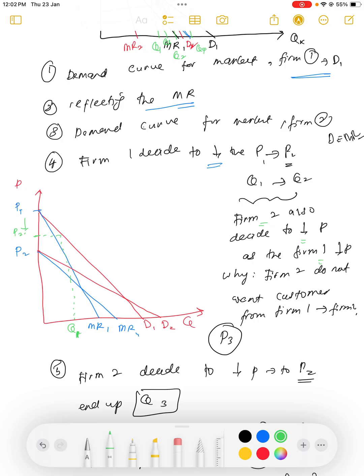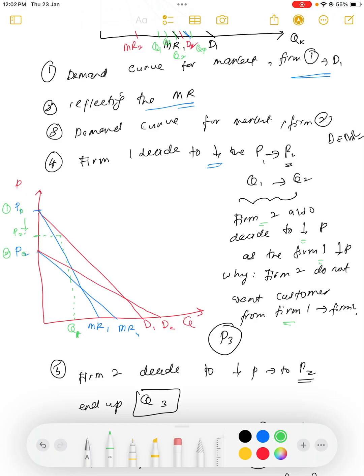Alright. So why does firm 2 not want to lose customers to firm 1? Okay, why does firm 2 also follow the strategy? Because firm 2 does not want to lose the customer to firm 1. Okay, now the original price is here. The original price is here for company 1. And this one is for company 2.